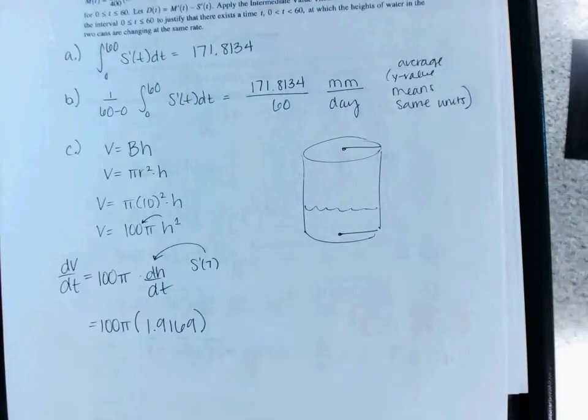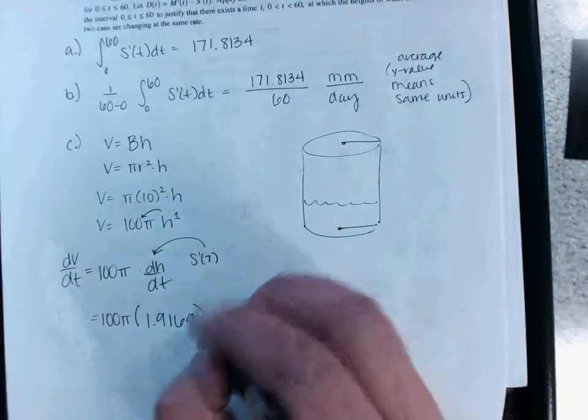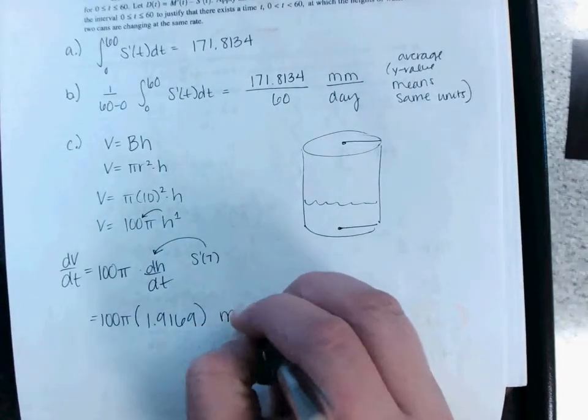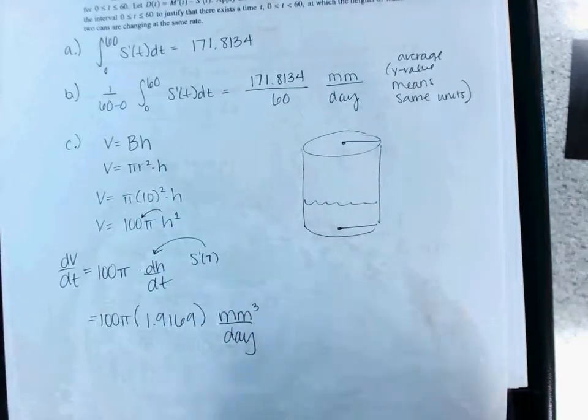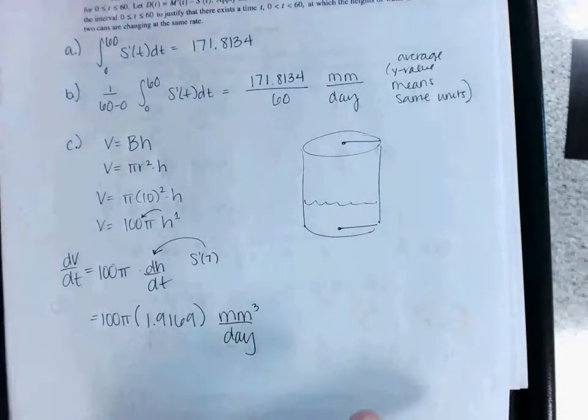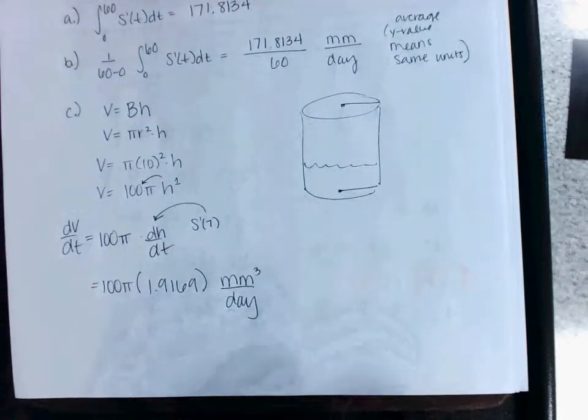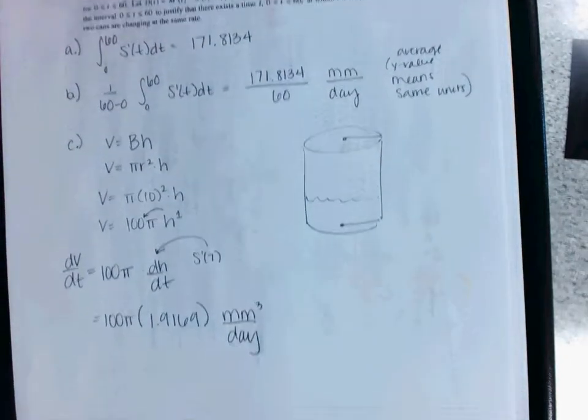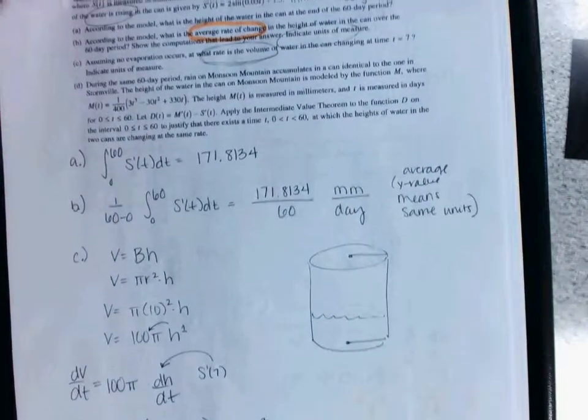That's good enough. Now, it does say indicate units of measure. If this is volume, what would I do with my millimeters if it's volume? Cubed millimeters per day. What if it was area? It would have been millimeters squared per day. Okay? All right, very last part, part D.